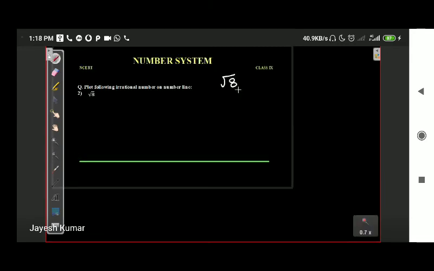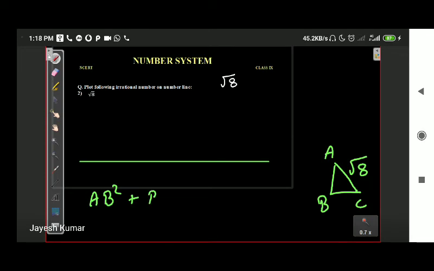Under root 8, I want a triangle. What I want is a triangle ABC whose hypotenuse is under root 8. That must mean AB square plus BC square is equal to 8. Let's take different numbers for AB. We are using the hit and trial method.